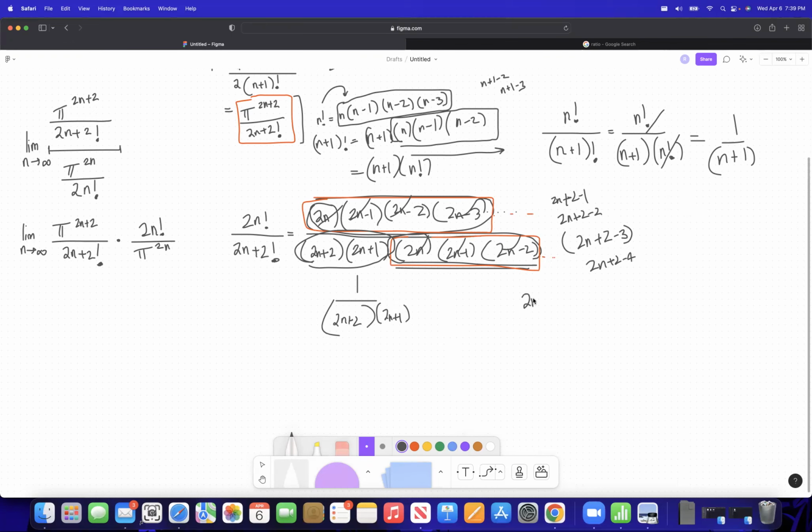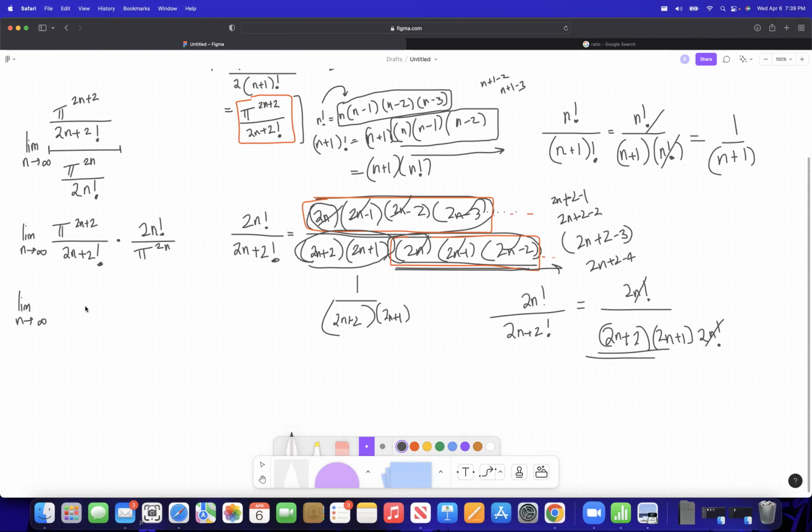So you could either say this is 2n factorial over 2n plus 2 factorial. Well, we now know that 2n plus 2 factorial is just 2n plus 2 times 2n plus 1, and then the 2n factorial starts, right? So these kind of cancel out, and we're left with this. So that's our first property here, which we leveraged.